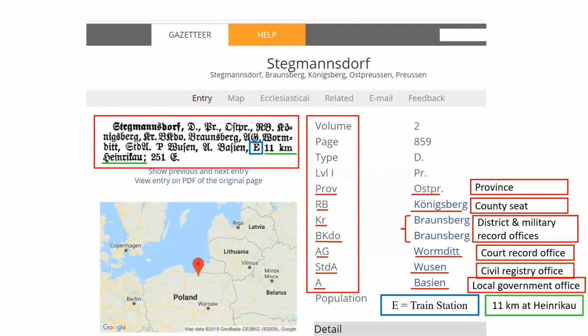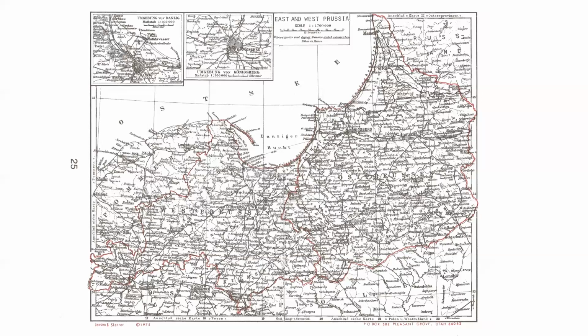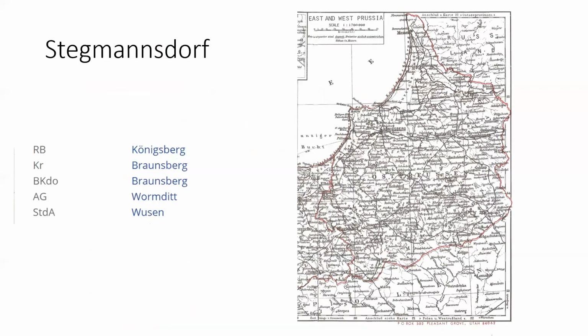German Records and Jurisdictions. On this German Empire map, East Prussia is in the upper right-hand corner. In the book, Maps of the German Empire of 1871, the province of Westpreußen or West Prussia and Ostpreußen or East Prussia are on the same page. Finding Stegmansdorf on a detailed map begins with the general map of East Prussia.